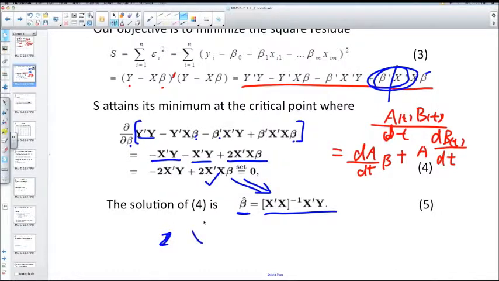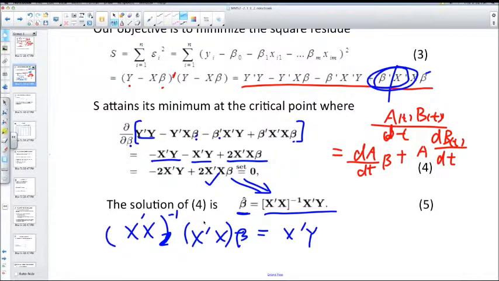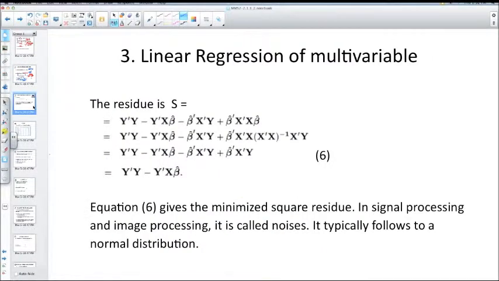The 2 cancels out the 2: x prime x beta equals x prime y. Now this is going to be a square matrix, and the square matrix is not singular. And then all you need is the inverse on both sides, and then you do the inverse on the left side. That's what you get on the right hand. So, I will let you go to the detail.